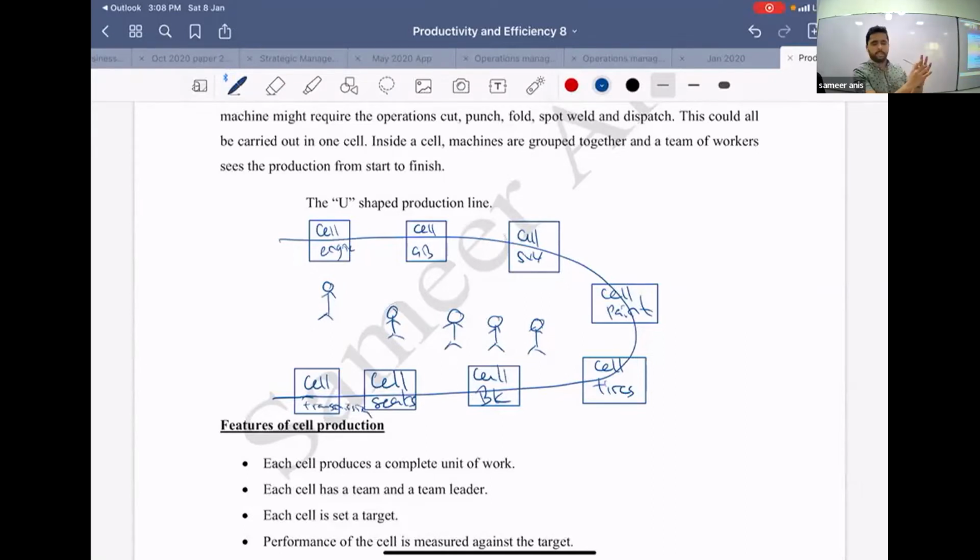And each cell is just responsible for their own complete unit of work. They become more accountable, guys. Trust me, the quality will improve, because now they work in teams. No, it has to improve.